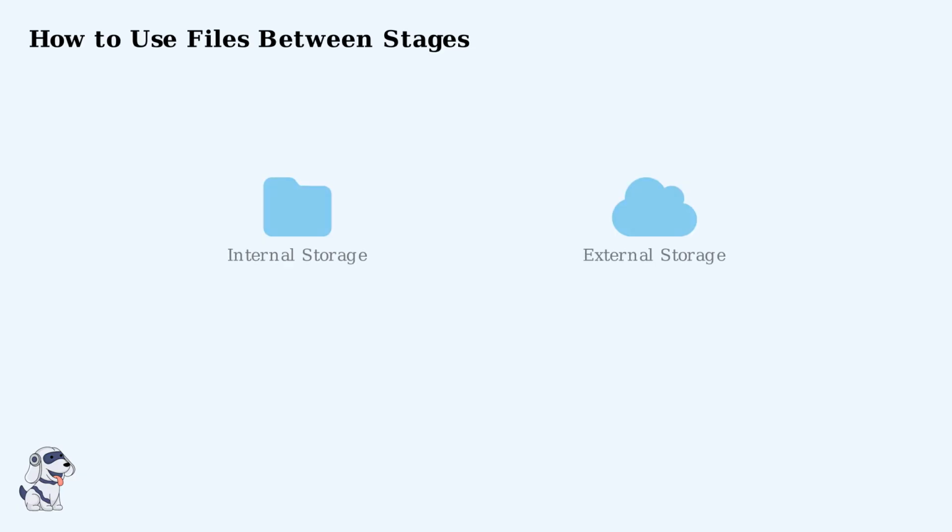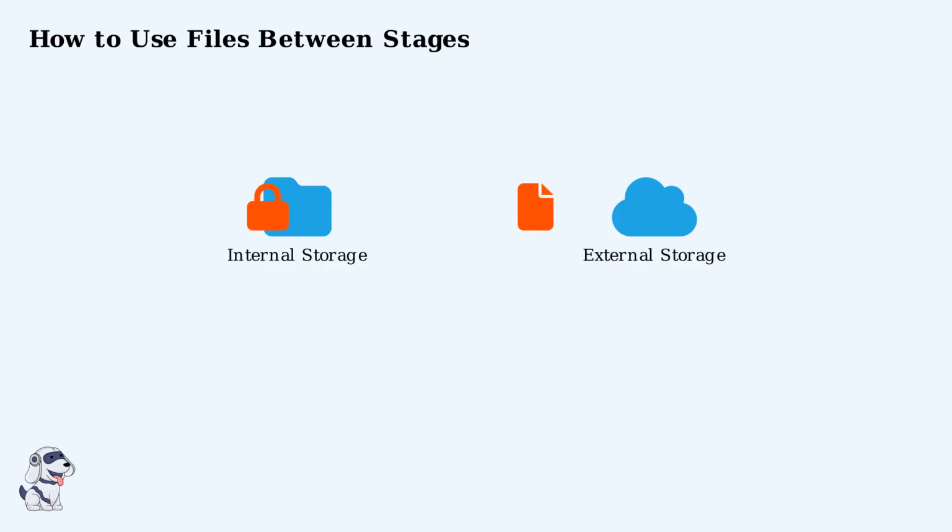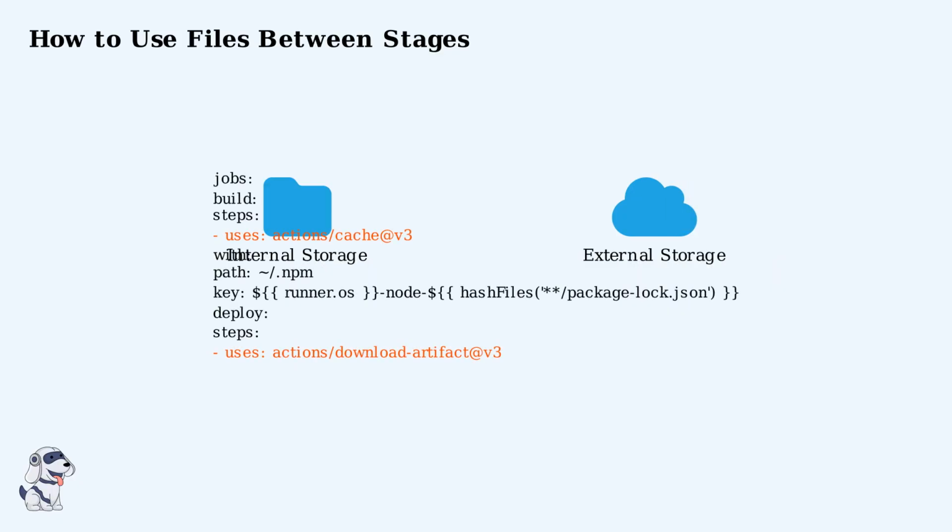Artifacts generated in one stage are passed to the next using cache keys or upload-download jobs. For example, store build outputs in external storage for quick access by deployment stages, while keeping secrets and sensitive configuration internal. Tools like GitHub Copilot for CI/CD can auto-optimize stage configurations, reducing file storage overhead.